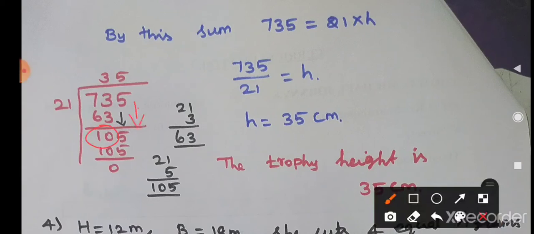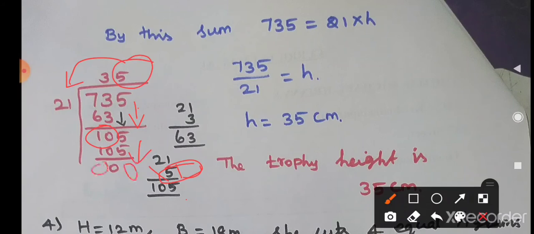Now we bring down the 5. 105. 21 is how many times in 105? We are multiplying 21 into 5. 5 into 1 is 5, 5 into 2 is 10. So 5 times. I put 5 here. So 21 into 5 is equal to 105. Here 5 minus 5, 0. 0 minus 0, 0. 1 minus 1, 0.